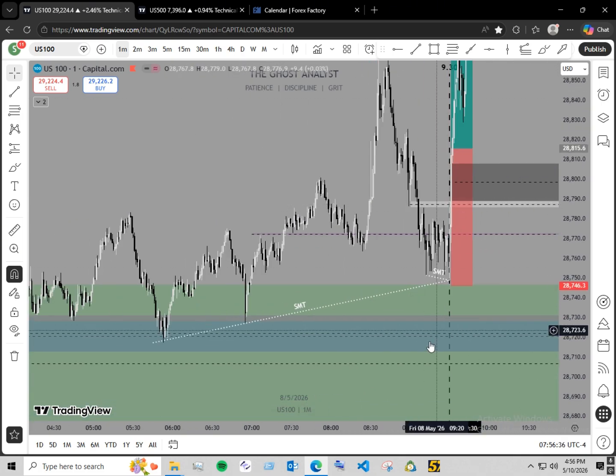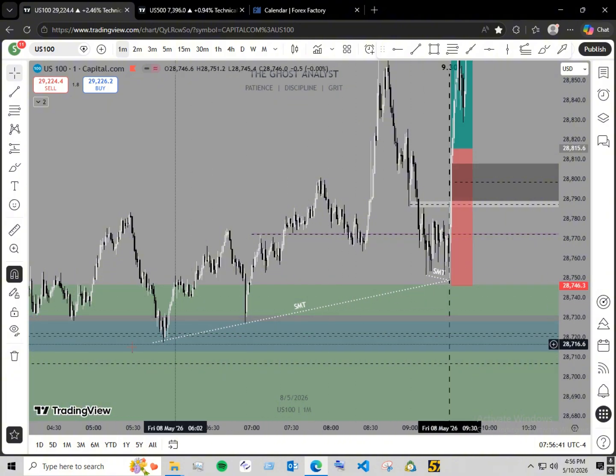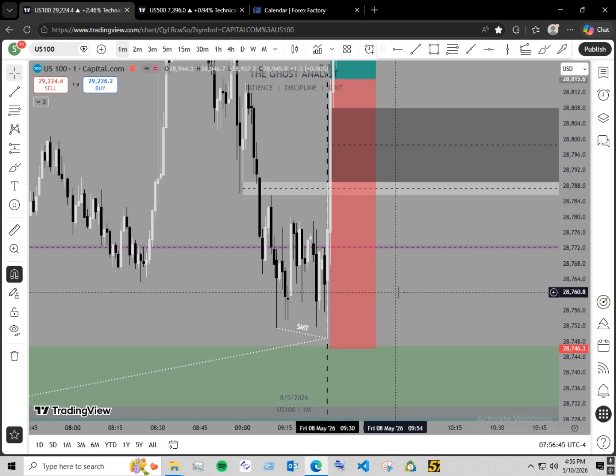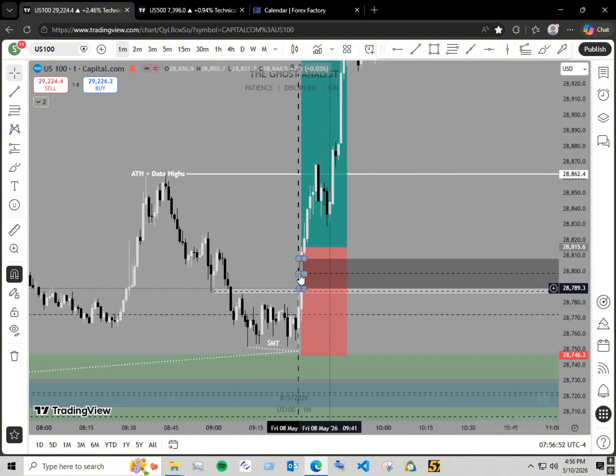We had a tap into this 4-hour gap in US 500. We had a higher time frame SMT. We had an internal SMT. We then had displacement towards the upside. We had an inversion of this 5-minute gap which created this 1-minute bullish gap. We had a clear drawn liquidity. So everything was aligned on this trade and this was a beautiful trade.